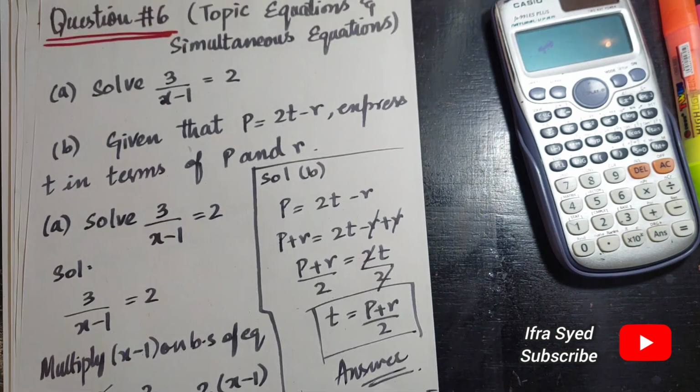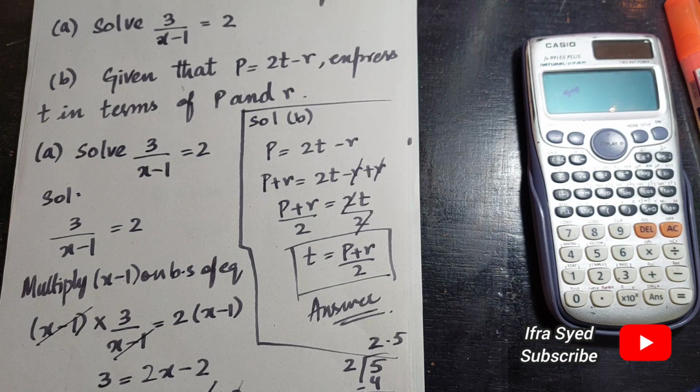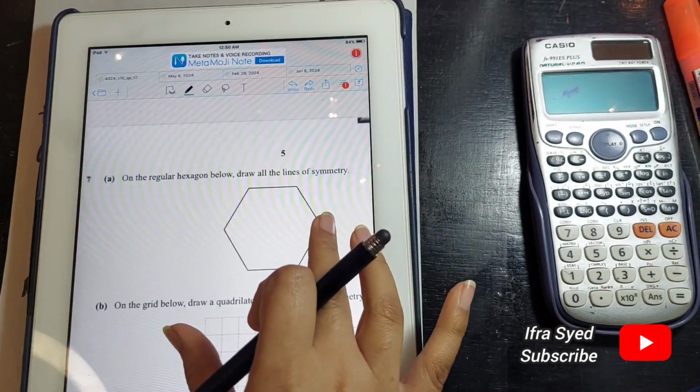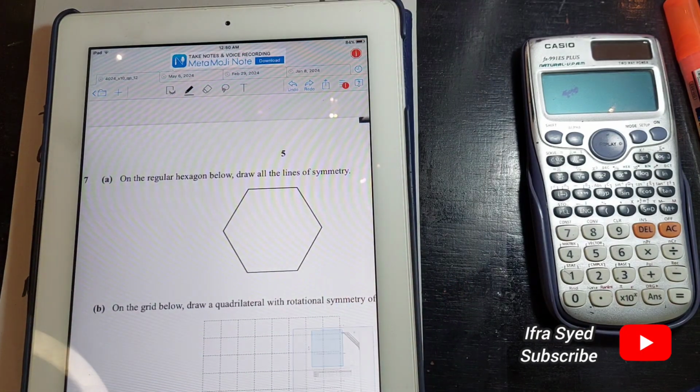So question number 6 is solved. Now let's move to the next question. Our next question is question number 7, and it is from the topic symmetry, and the question is: on the regular hexagon below, draw all the lines of symmetry.